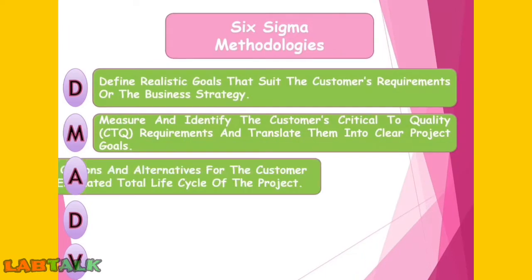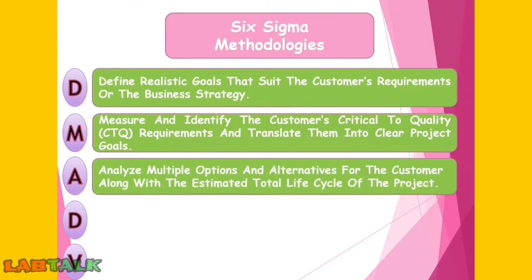The next step here is A, that is analyze multiple options and alternatives for the customer along with the estimated total life cycle of the project. So here we have to find out various options that can be helpful to achieve the goals. In this stage we will analyze different options by which the project goals can be achieved. This again can be done by a brainstorming session along with the key persons of the project.